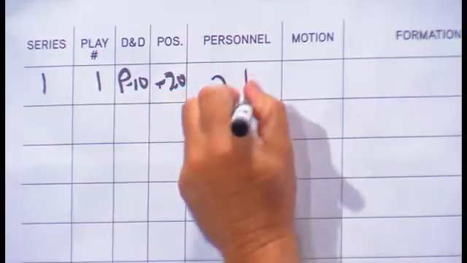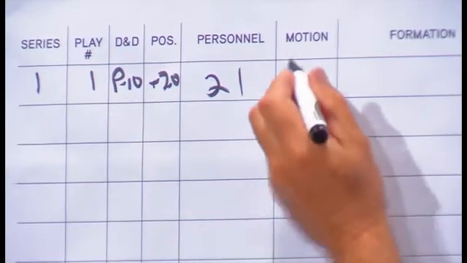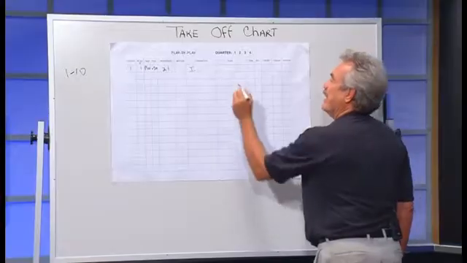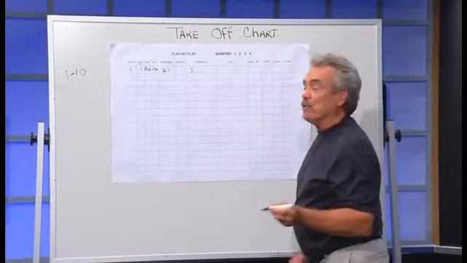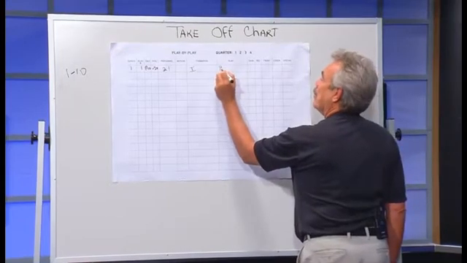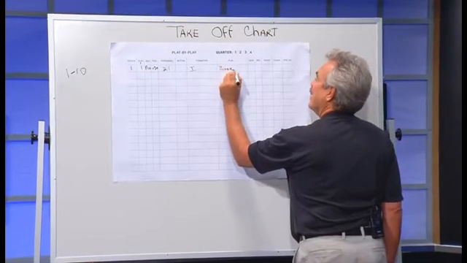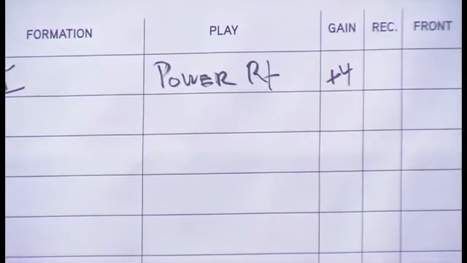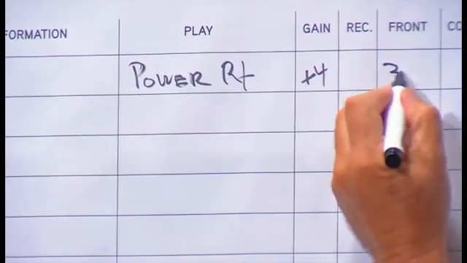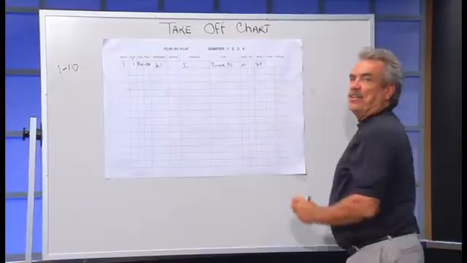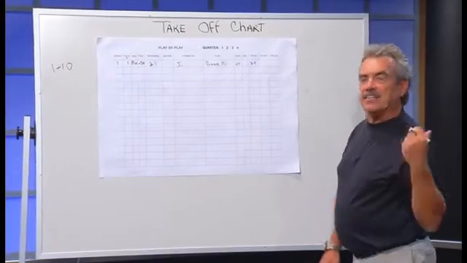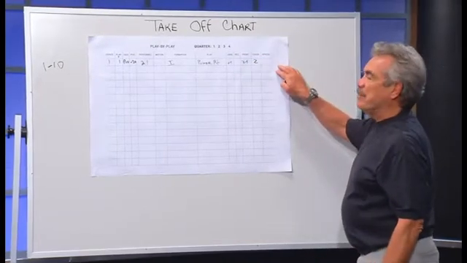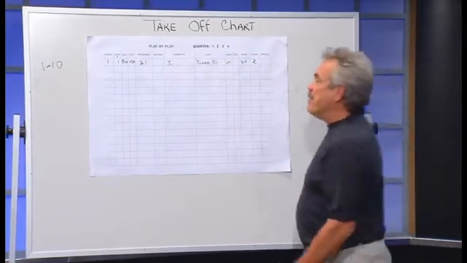They're in 21 personnel. There's no motion. They were in I formation. They ran, and you can use your own language here, power right. That's fine. He gained 4 yards. There was no receiver. You saw a 3-4 defense. You saw the butt of the cornerback facing the boundary, so you knew they were in zone, and there was nothing special about it.